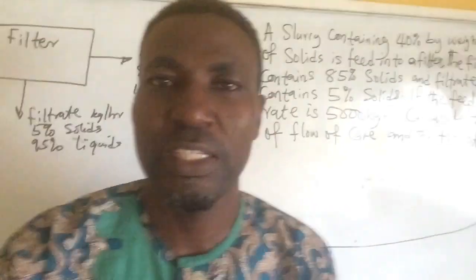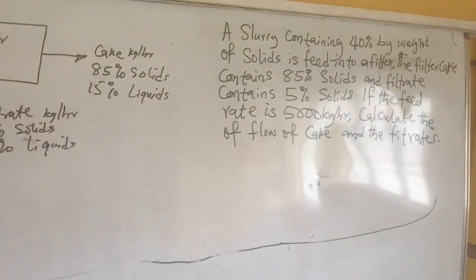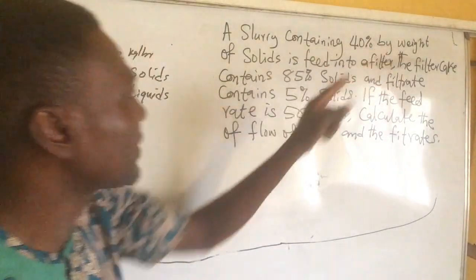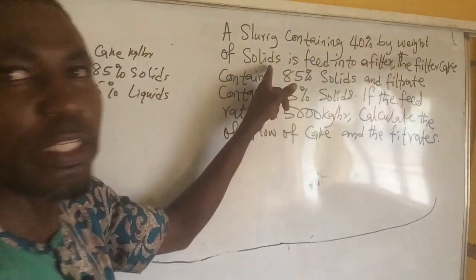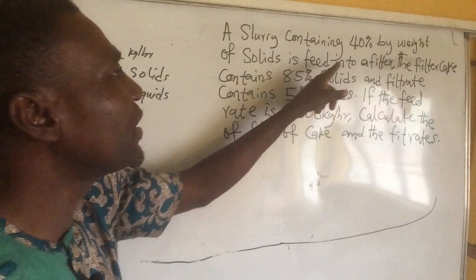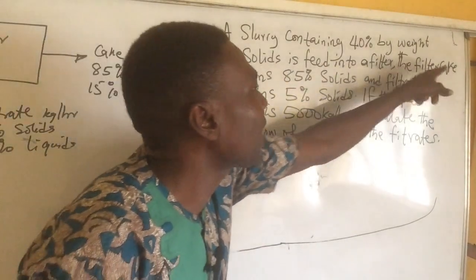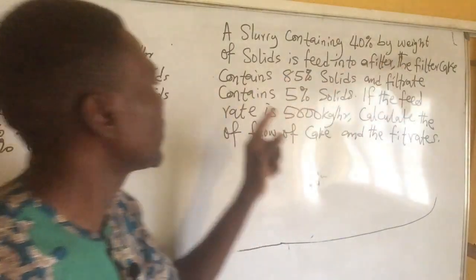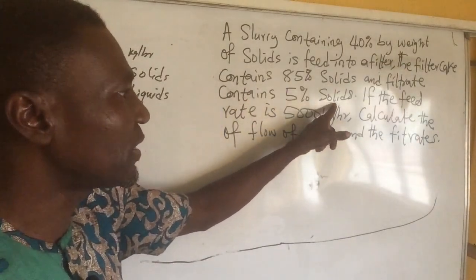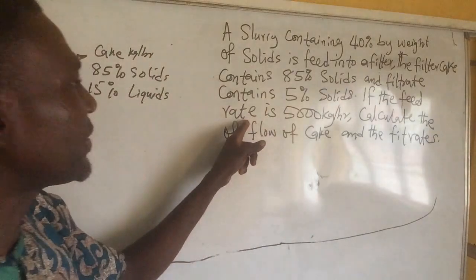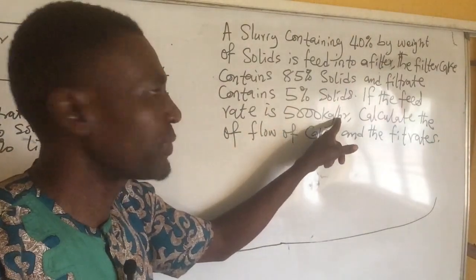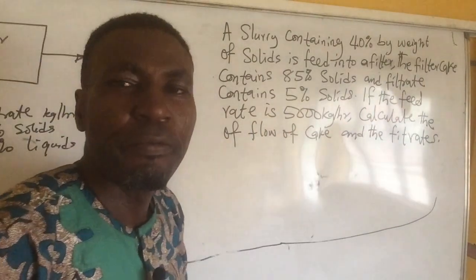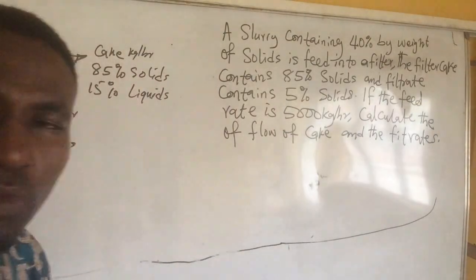So the question on board says, a slurry containing 40% by mass, 40% by weight of solids is fed into a filter. The filter cake contains 80% solids and the filtrate contains 5% solids. If the feed rate is 5,000 kg per hour, calculate the flow of cake and the filtrate. So that is the question now.